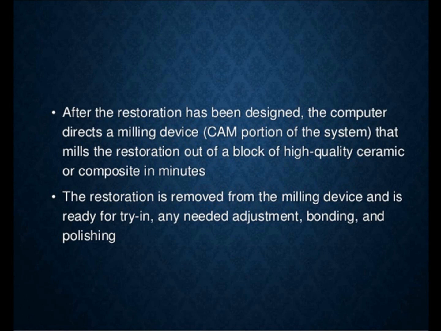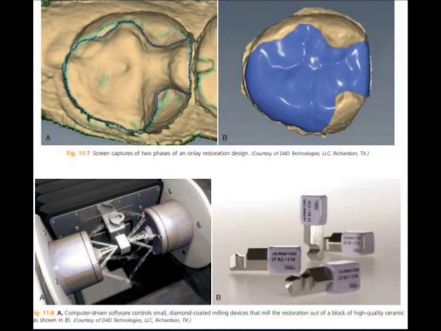After the restoration has been designed, the computer-controlled milling device, the CAD-CAM portion of the system, mills the restoration out of a block of high-quality ceramic or composite in minutes. The restoration is removed from the milling device and is ready for try-in, any needed adjustment, bonding, and polishing.